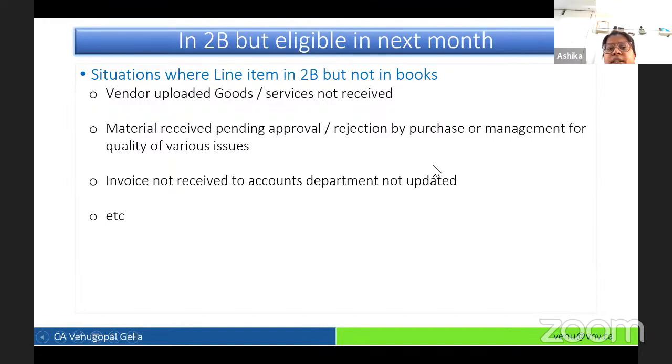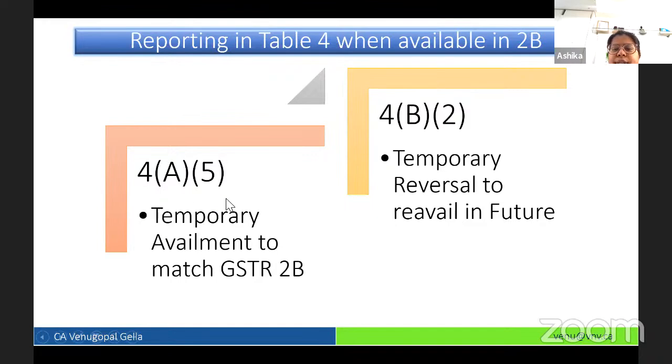Now, what are the situations there can be for temporary credit? As we discussed, it may be a case where you are parking that 20 rupees in 4B2 because you might not have received the goods or services, where it is pending for approval or rejection by purchase or management, or the invoice is not received by the accounts department, or multiple other reasons. So in 4A5, you are availing the credit based on auto-populated GSTR 2B. 4B2, as we discussed, is a temporary reversal to be claimed in future, like we discussed certain examples of Rule 37A and payment to supplier.